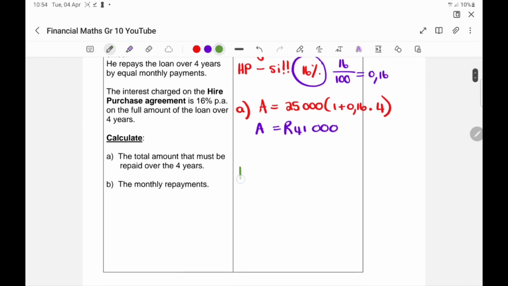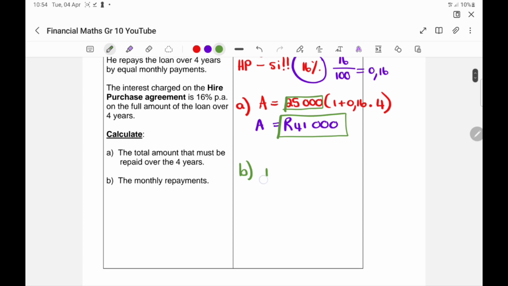Now number B, the monthly repayments. Remember, this is the total amount that he needs to repay now, loaded on with the interest. So this is what he borrowed, loaded on will give you 41,000. If you just had to work out only the interest, I know this is not part of the answer here, but just to show you, you would take 41,000 minus the 25,000.